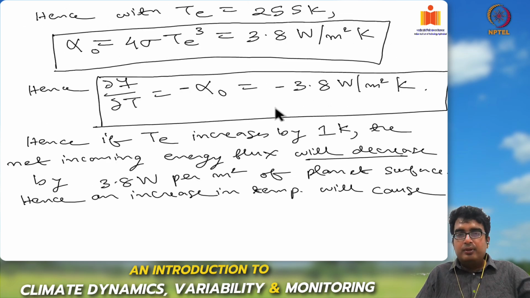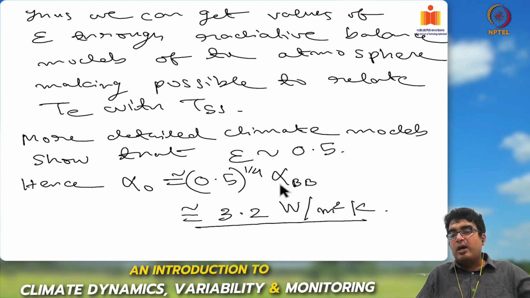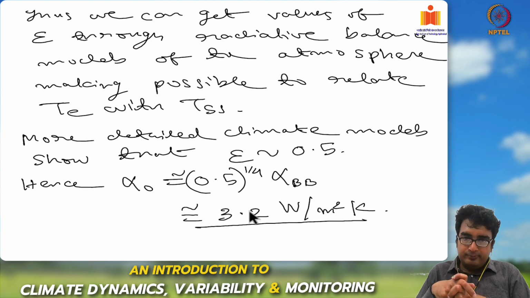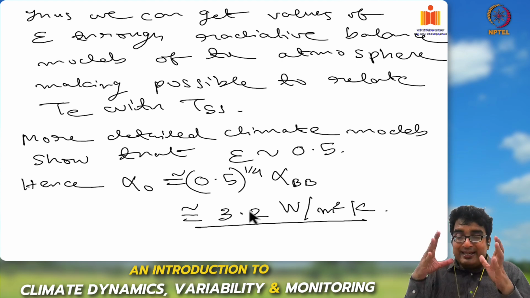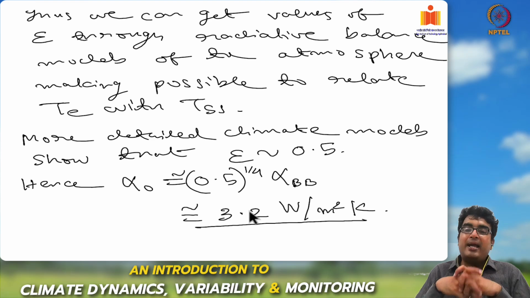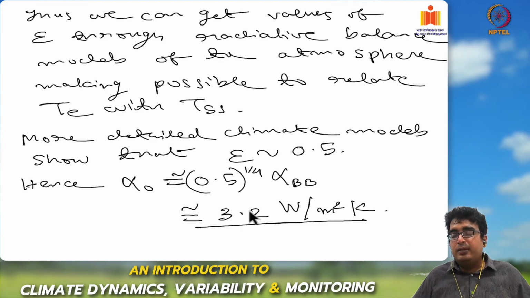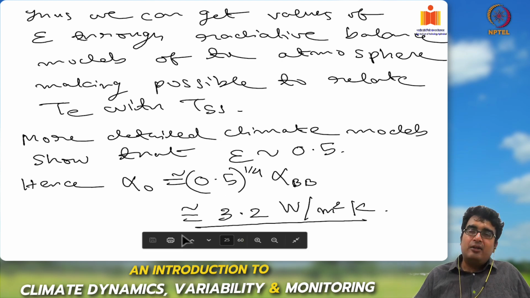This value here, and we have 0.5 to the power 1/4 into that value, so it's equal to 3.2 watt per meter square Kelvin. So 1 Kelvin increase in the planetary temperature will cause a decrease in the net incoming flux by around 3.2 watt per meter square. The climate remains stable, though due to the presence of the greenhouse gases, the positive value decreases somewhat because of this emittance term. Okay. So this gives alpha 0.